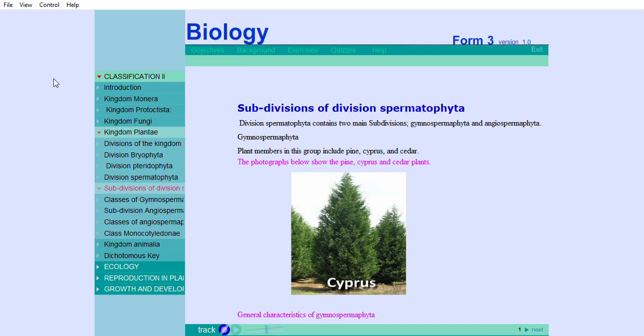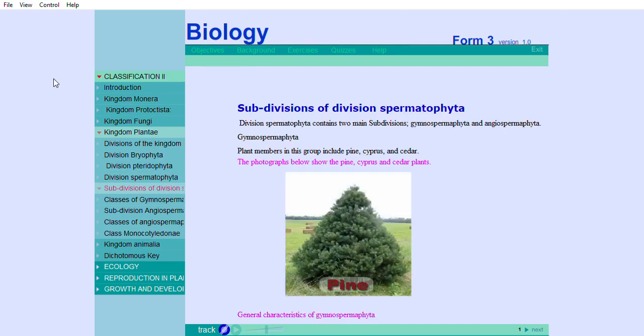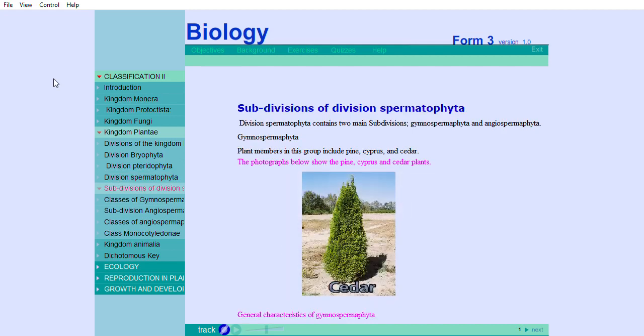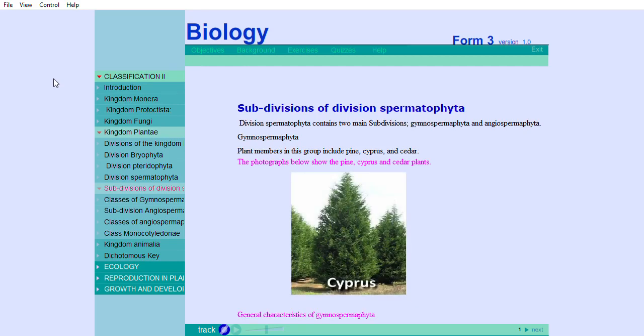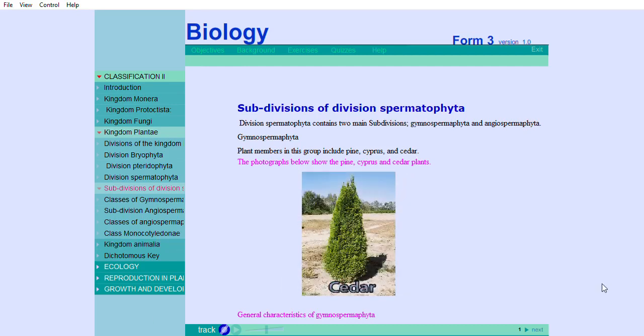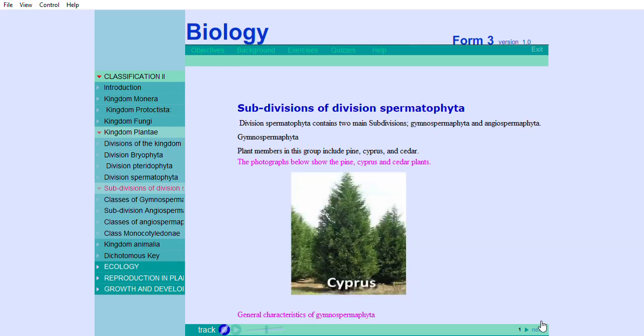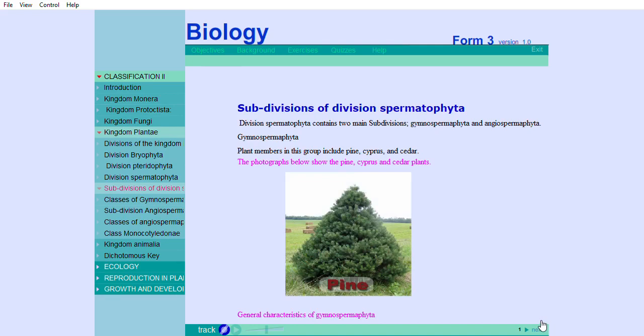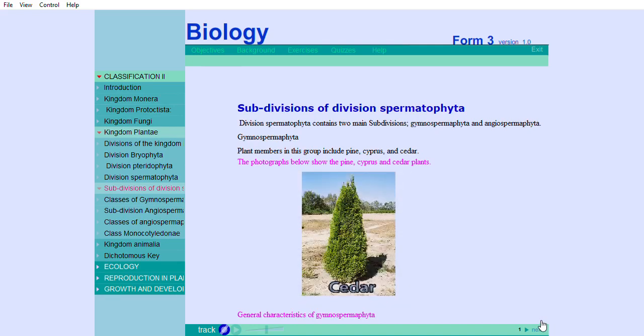Subdivisions of division Spermatophyta. Division Spermatophyta contains two main subdivisions, Gymnospermaphyta and Angiospermaphyta. Gymnospermaphyta. Plant members in this group include pine, cypress, and cedar. The photographs below show the pine, cypress, and cedar plants.